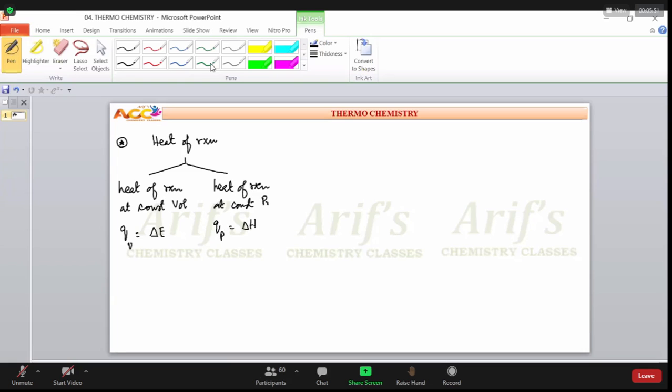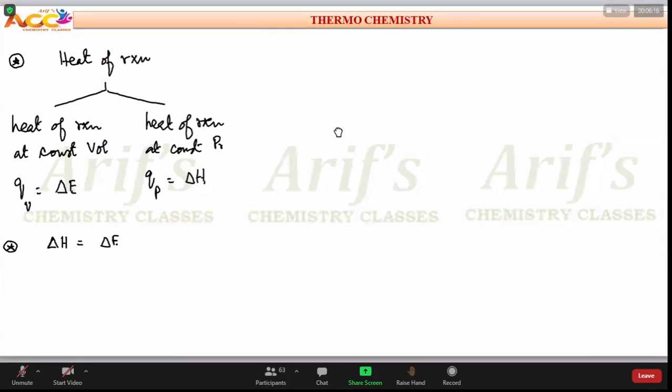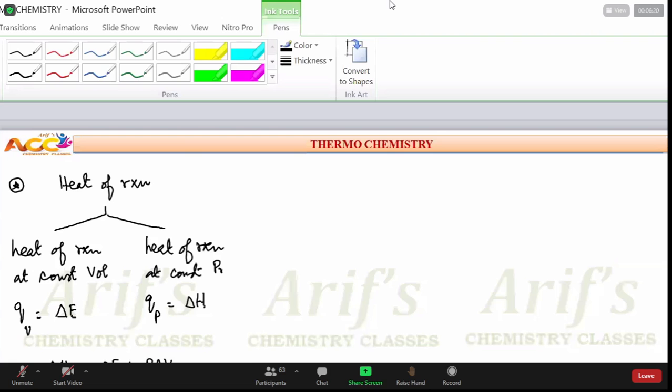That means whenever we are discussing constant volume, it is called change of internal energy. At constant pressure, it is called change in enthalpy. Once you understand this, then you may raise an objection, sir. Okay, if both of these are different forms of energy, how do you relate them? Already we have related this in the previous chapter, the thermodynamic first law. Let us revise it again. Delta H is equal to delta E plus P delta V. This was the discussion we have made.